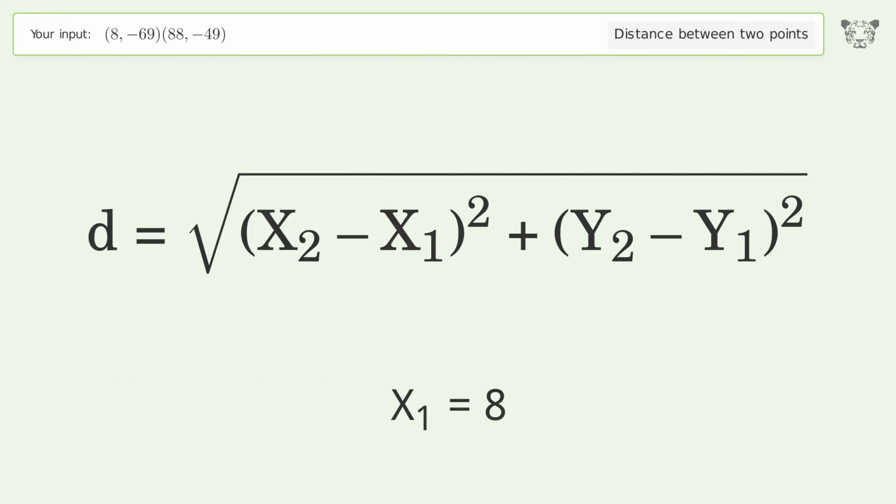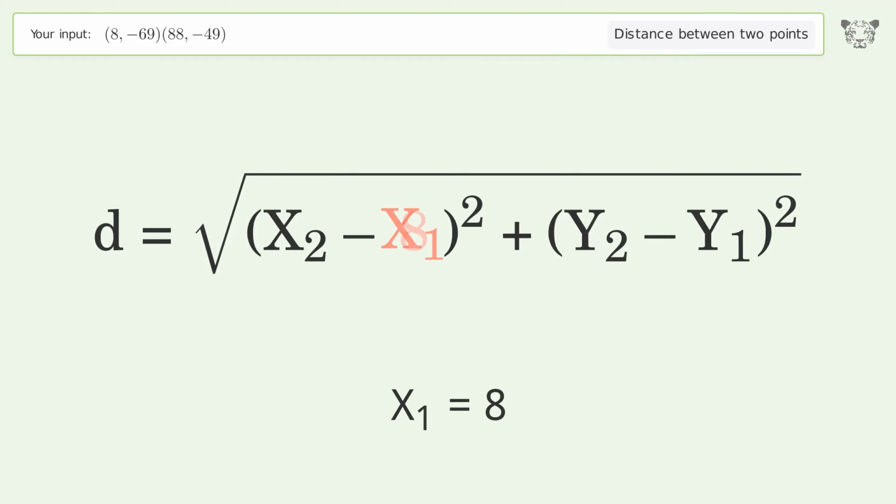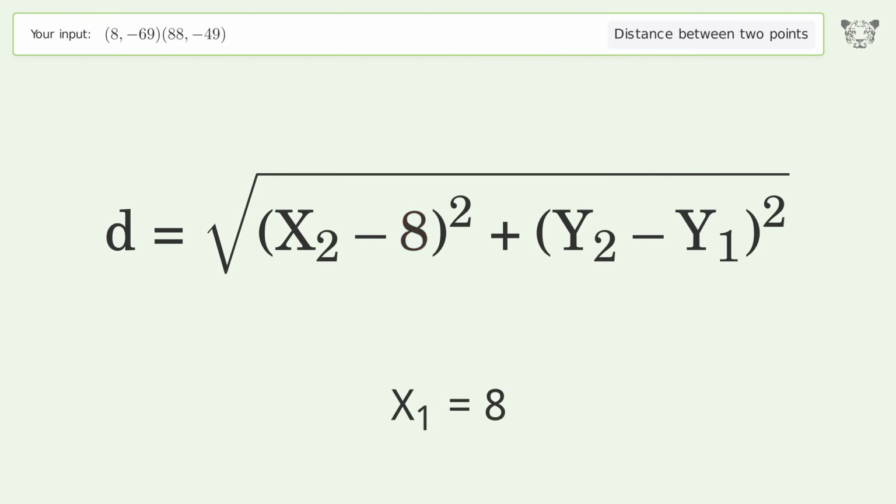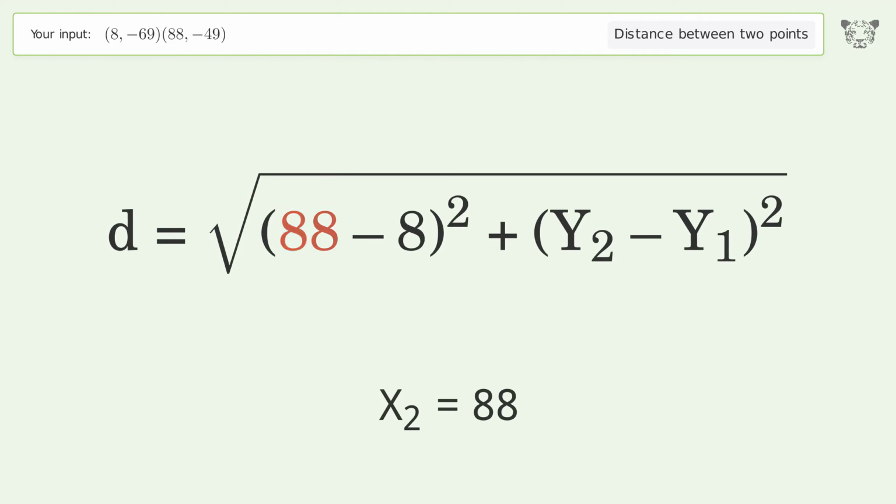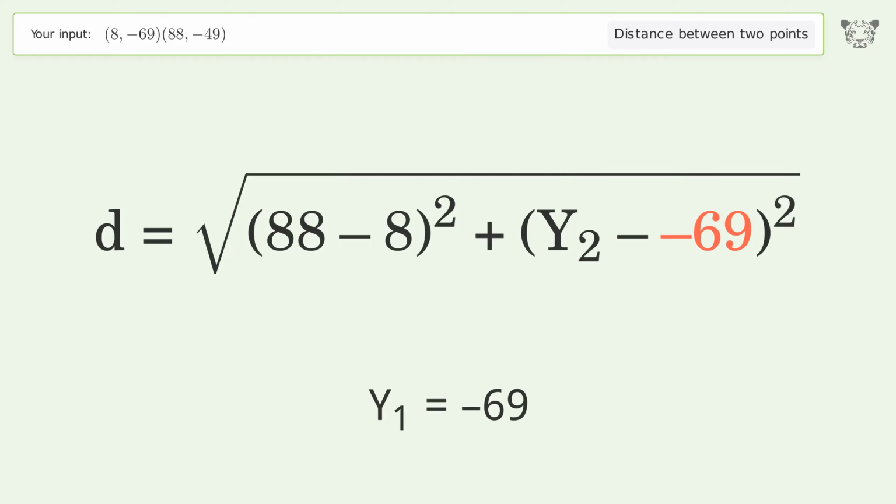x1 equals 8. x2 equals 88. y1 equals negative 69. y2 equals negative 49.